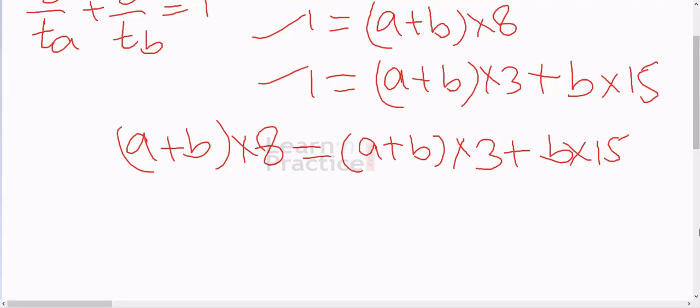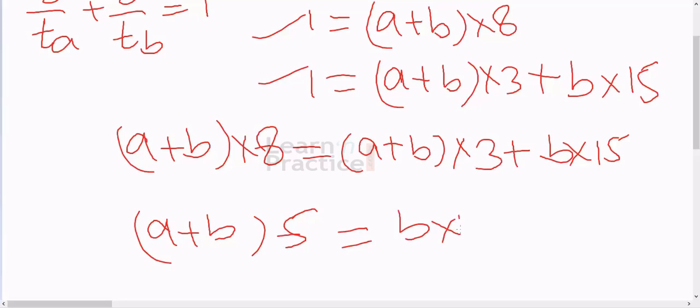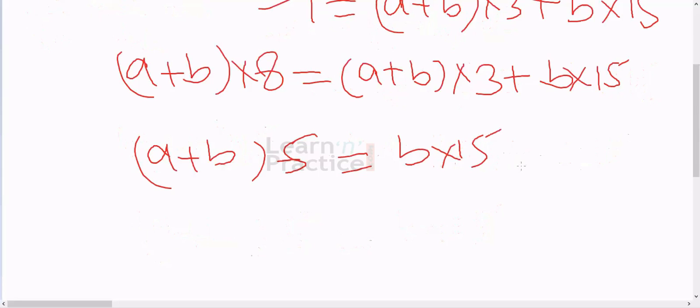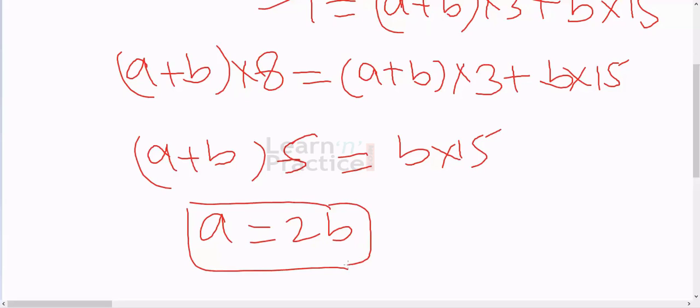Solve this and we'll get A plus B, this will be minus 6, so this will give us 5 is equal to B into 15. So if we solve this, we'll get A is equal to 2B. So this is basically the efficiency, that means A is twice as B. That means A will take less time to complete the work, or we can say A is faster than B because his efficiency is more. So now we know that A is the faster tap and B is the slower. Okay, so this is showing efficiency.